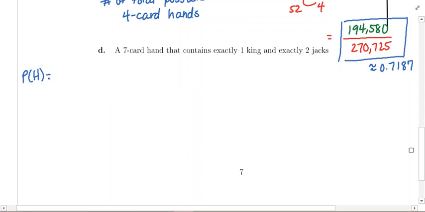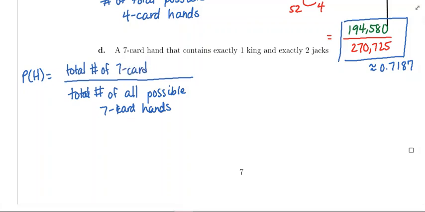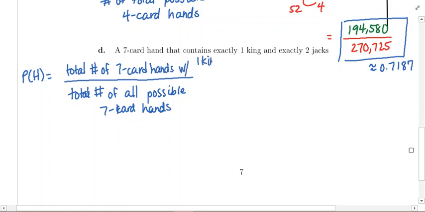All right, so again, the probability of this hand occurring is going to be: the denominator is the total number of all possible 7-card hands with no restrictions. The numerator is the total number of 7-card hands with exactly 1 king and 2 jacks. Okay. All right, let's start with the denominator. Definitely going to be easier here. Okay, I'll put that in red.